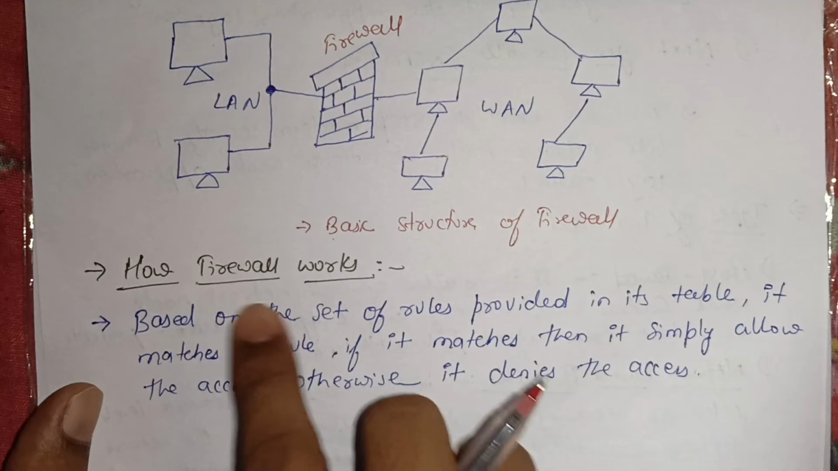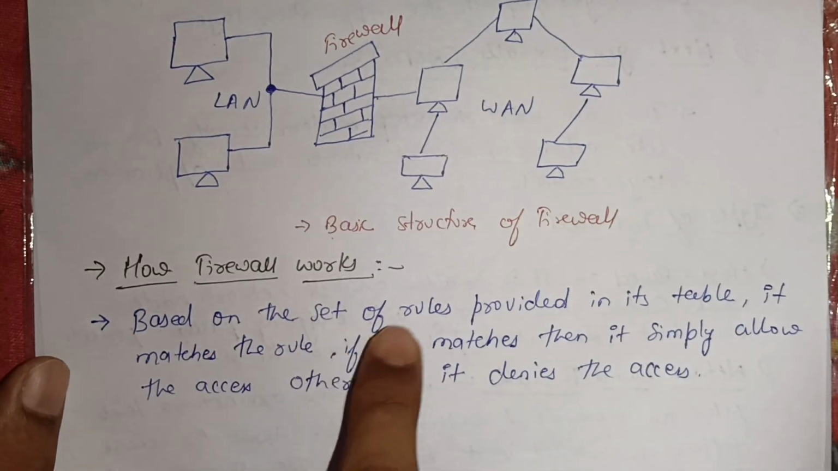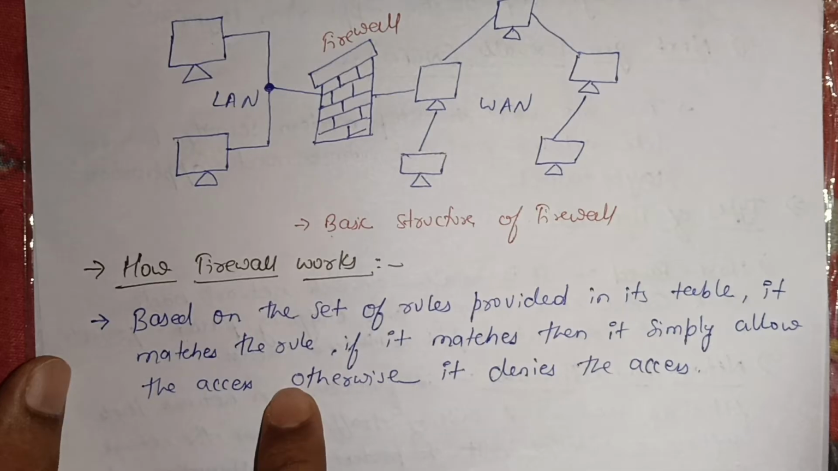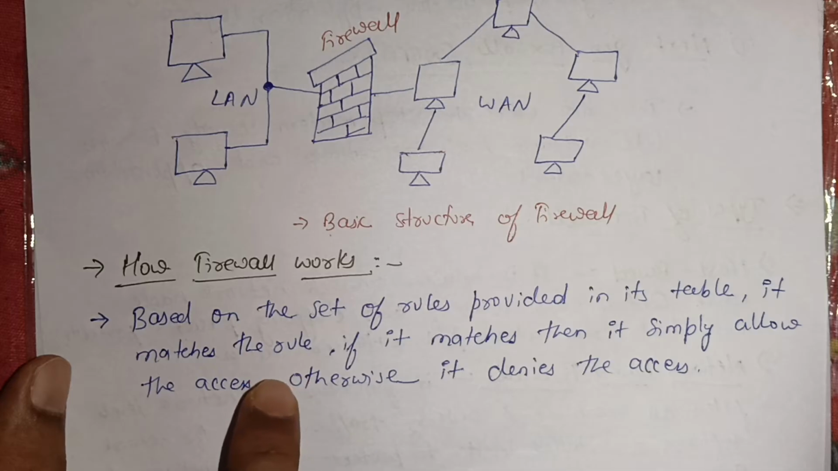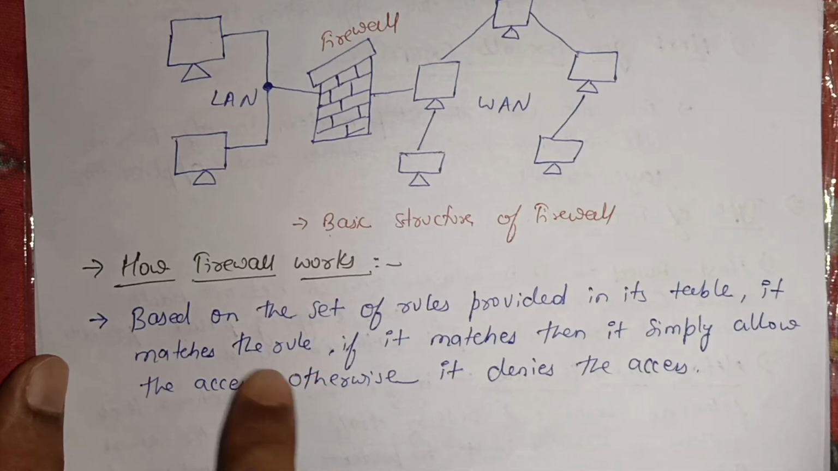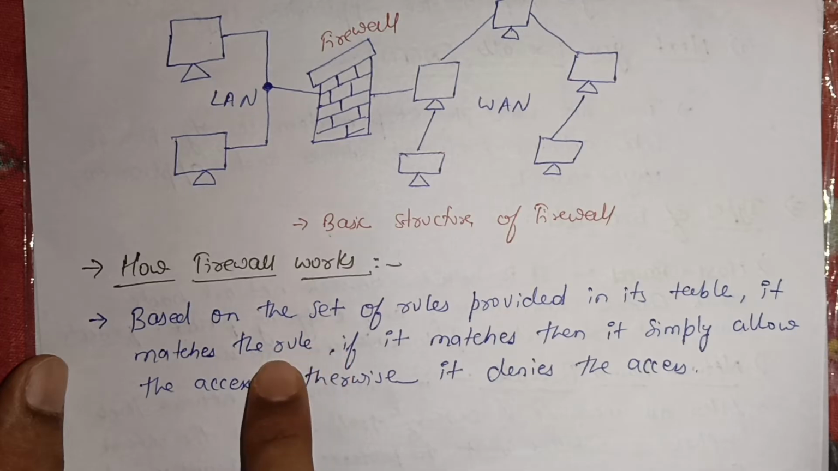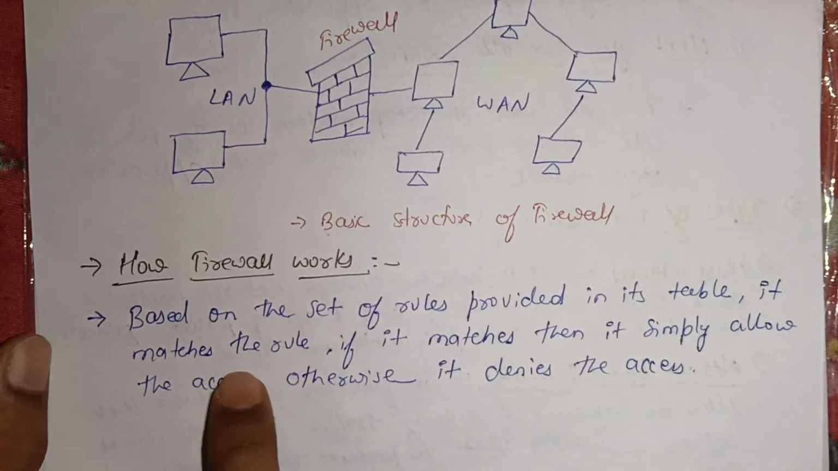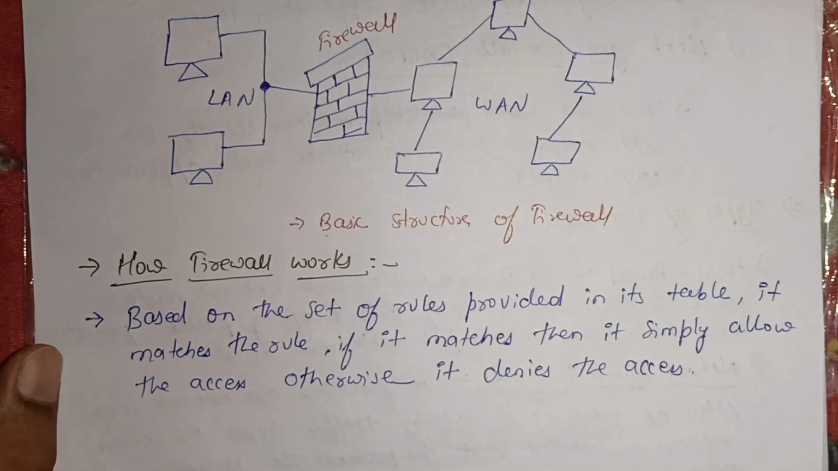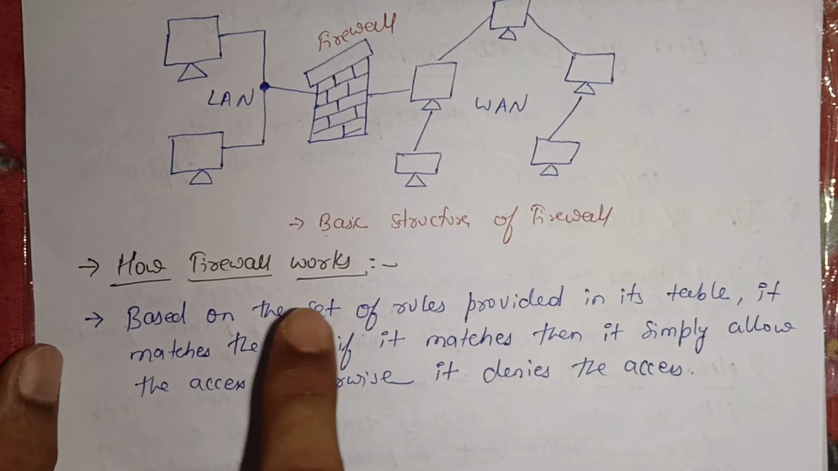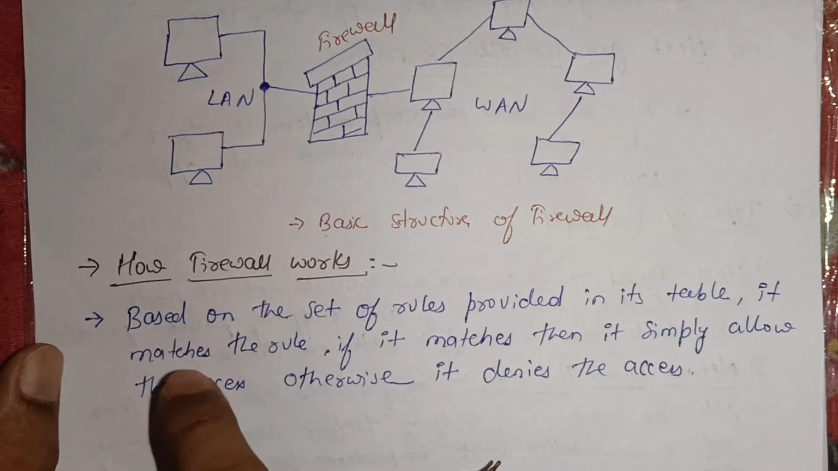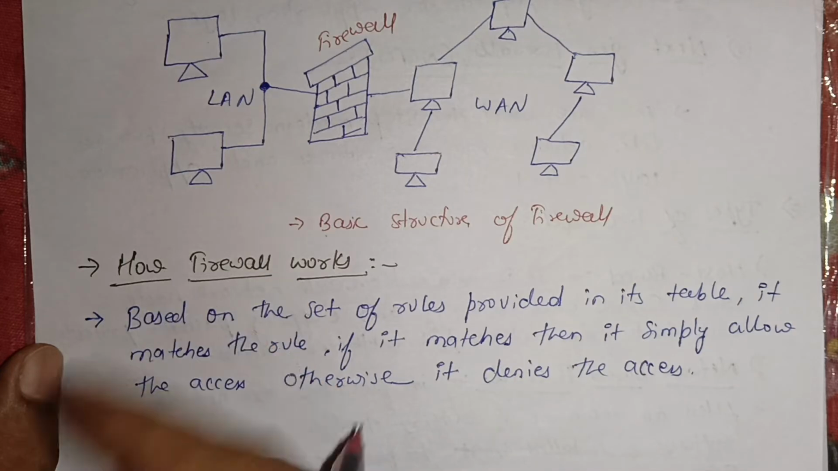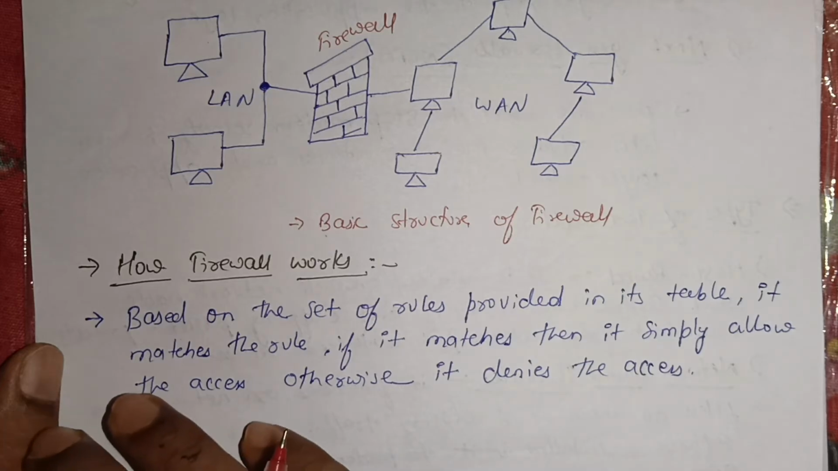Now we'll talk about how a firewall works. Based on the set of rules provided in its table, it matches the rule. Means it has certain rules that are already given, the instructions are already given to the firewall, and based on those rules it has a table. It first matches the rule, whether the rule is applicable or not. If the rule is applicable, it simply allows the access to the user, otherwise it denies the access. Means based on the table or the rules provided to the firewall, it acts based on those rules only, and sometimes it allows the access, or if the rule is not followed, then it denies the access.